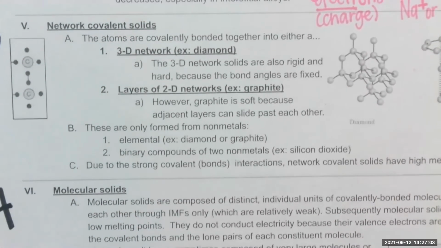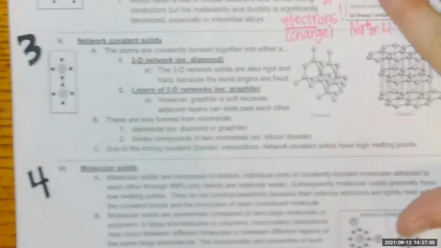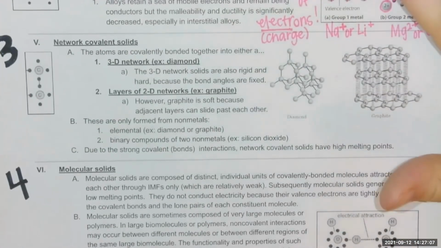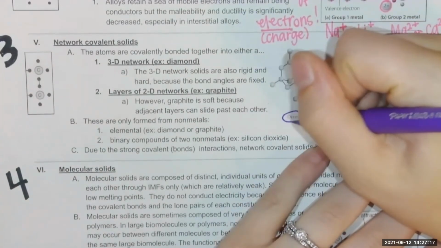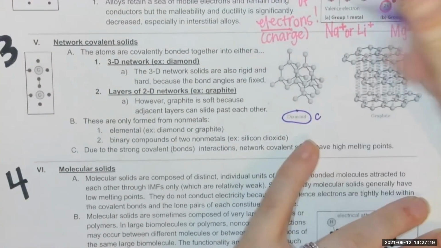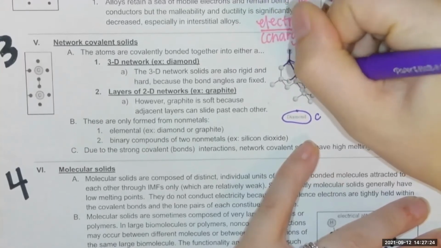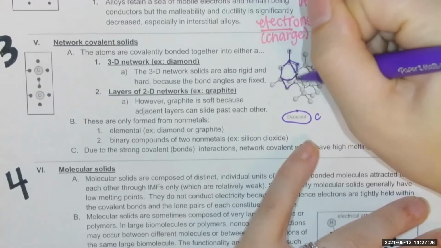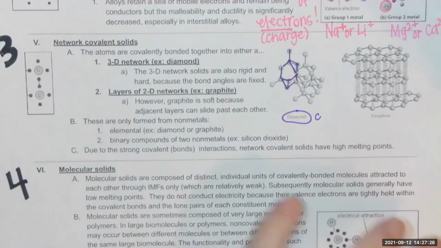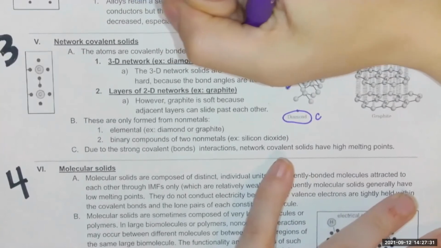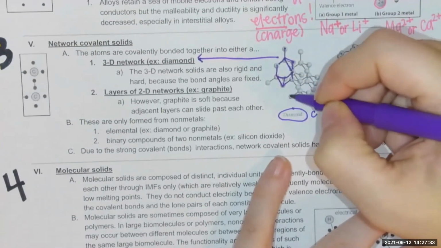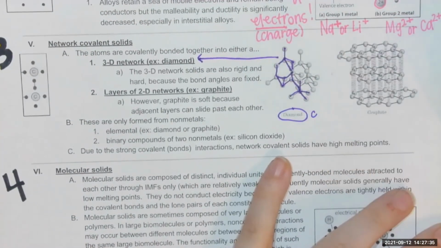Network covalent solids, back in the notes then. There's kind of two ways that this happens. Here's diamond again, and it's just carbons. Carbon, carbon, carbon, bond, bond, bond, and everything's bonded together. This is what we call a 3D network. It just expands in all directions.